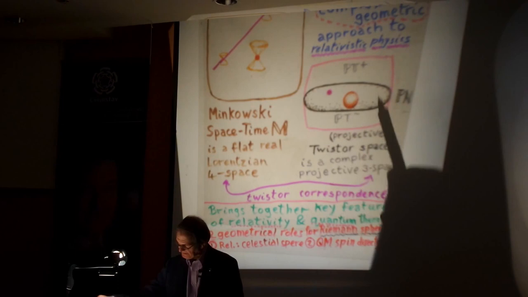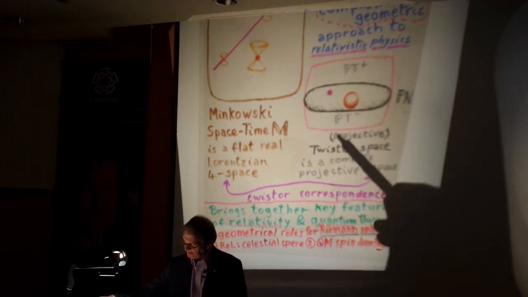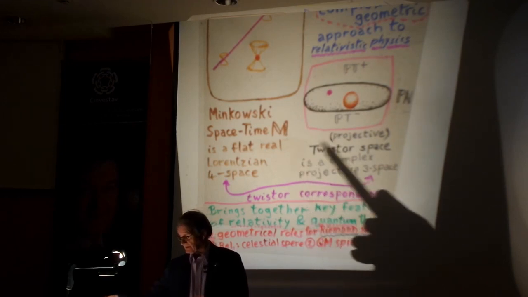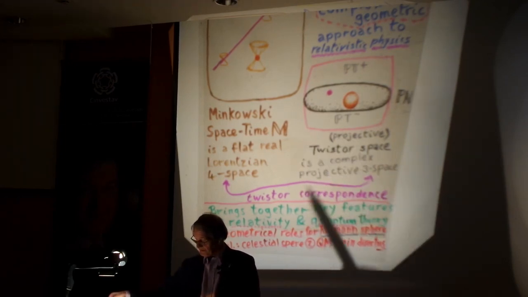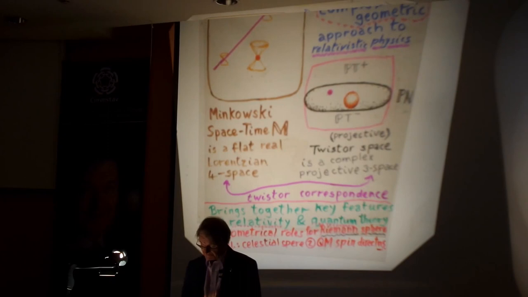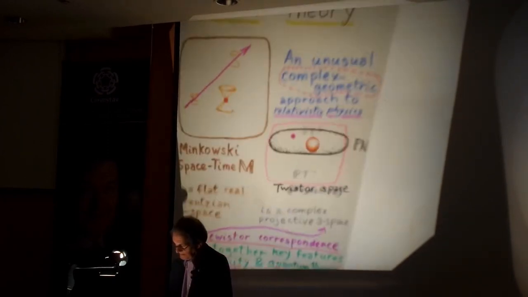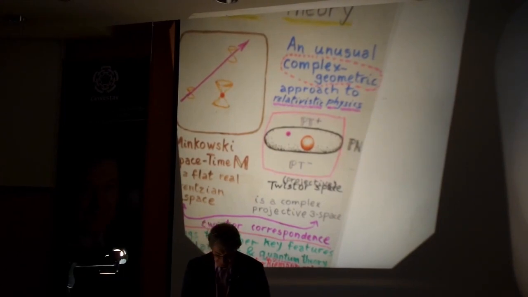And the Riemann sphere over here is supposed to be a straight line, a complex analytic straight line in the complex projective three-space. And we've been seeing all this before.